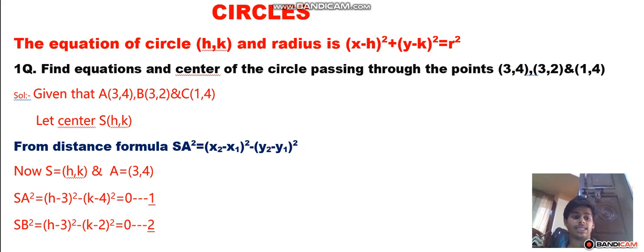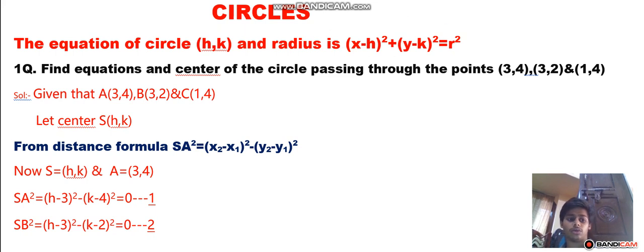From the circles chapter, when we are finding the equation of a circle, we have to know the center (h, k) and the radius. If the center (h, k) and radius are given, then the circle equation is (x minus h) whole square plus (y minus k) whole square is equal to r square. This is the formula.